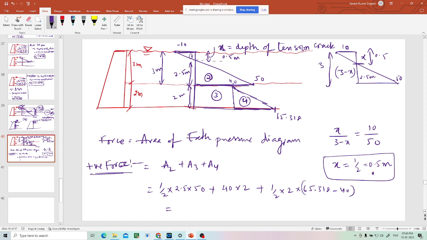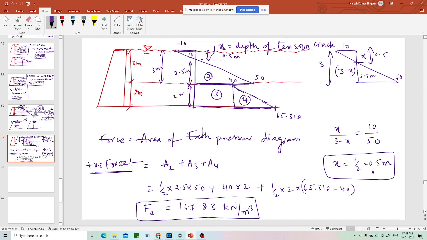Sir, 167.83. So 167.83 kilonewton per meter cube. This is the total force, the active force. This is after the tension crack formed, or after neglecting the tension zone. This is the force for the design. If somebody asks, by default you should calculate after formation of the tension crack.